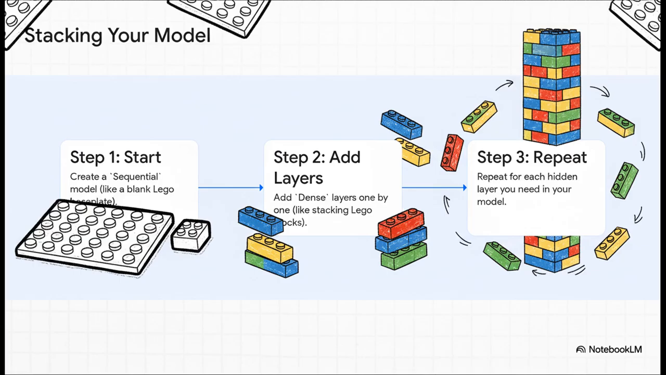First, you start with what's called a sequential model. Think of this as your empty Lego base plate. Then you just start adding your dense layers, one by one, just like you're stacking Lego blocks. And you just repeat that for however many hidden layers you want. It is really that simple.